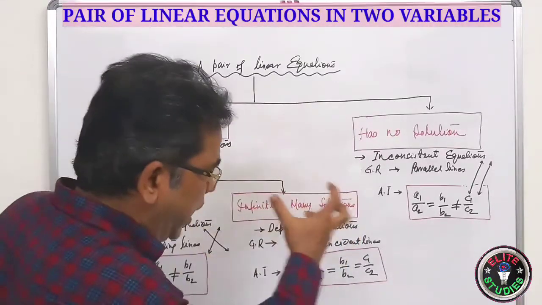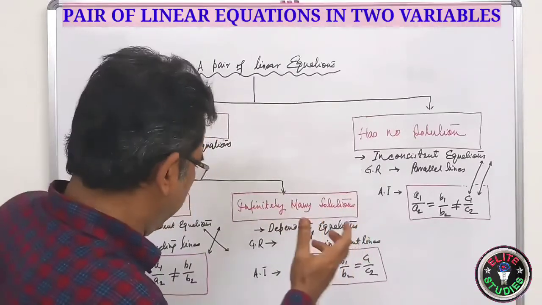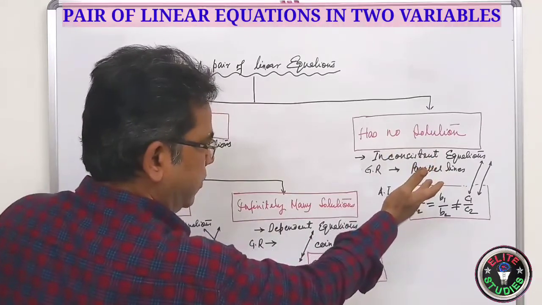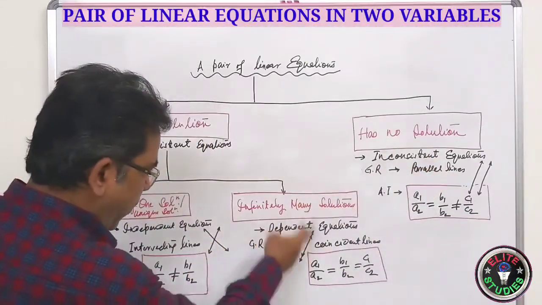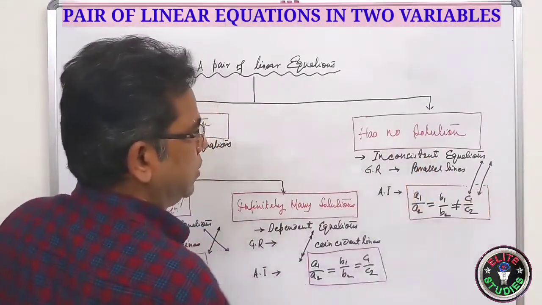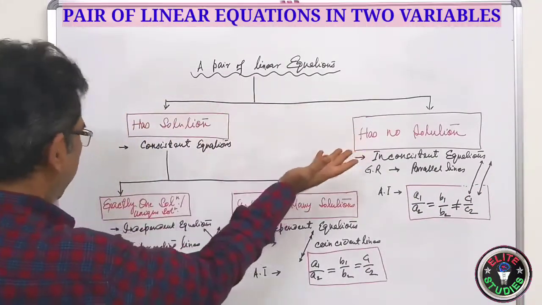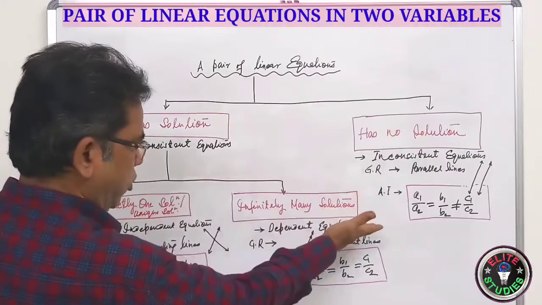But if you think it through, intersecting lines, coincident lines and parallel lines. Here you will have one, here you will have many, and there will be no solutions. So this way also you can get solution, no solution. If solution, one solution, or infinitely many solutions.